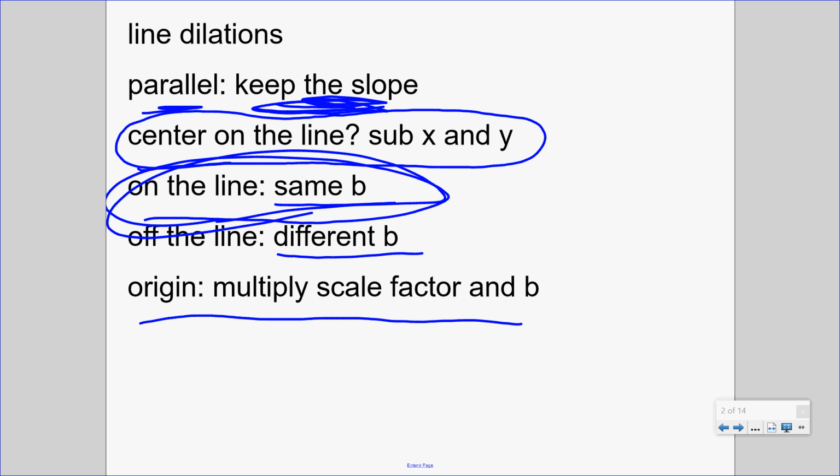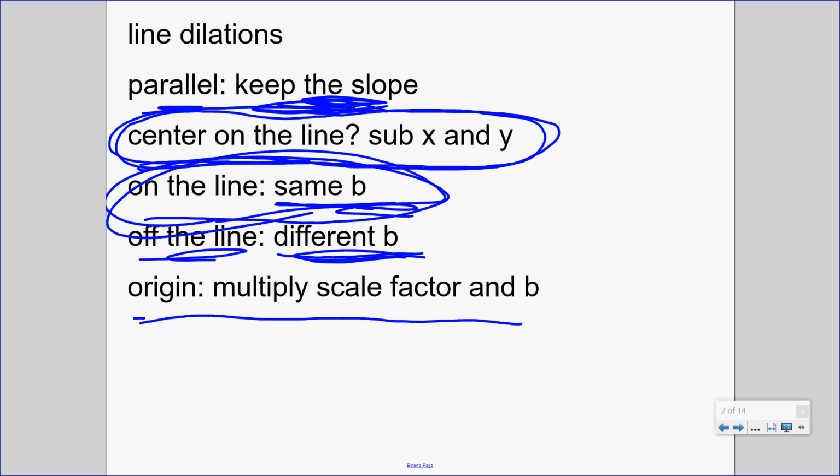So, line dilations, parallel, keep the slope. No matter what, your slope is always the same. From there, determine if the center is on the line by substituting x and y into the equation. If it is on the line, if it checks out, it's the same b, it's the same equation. If it's off the line, it's a different b. To get the equation, you would go on the graph and you would count from the center to one of the points. Once you have one of the new points, you can apply the same slope.